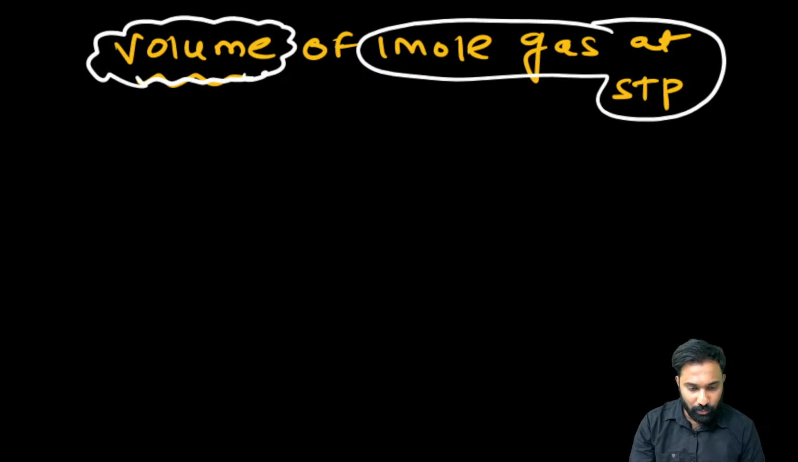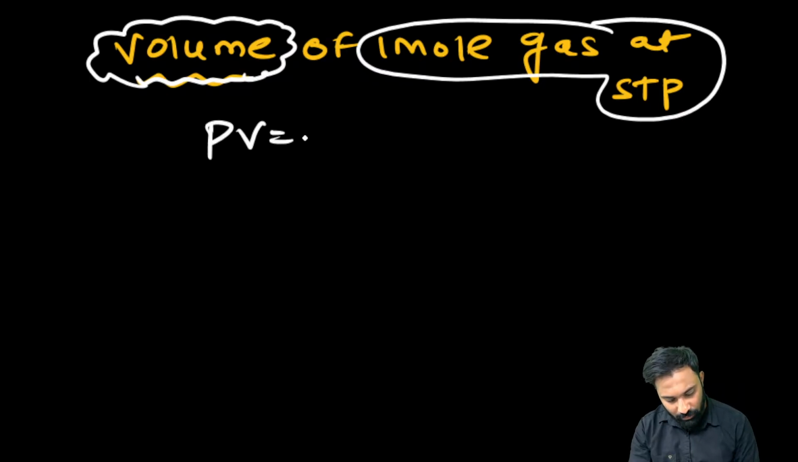22.4 liter, right? Now how will the 22.4 liter be occupied? Now I will explain. See, for 1 mole of gas at STP, we have PV is equal to nRT. This is the ideal gas equation.